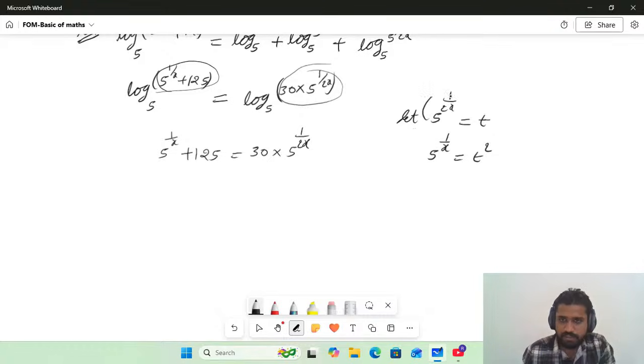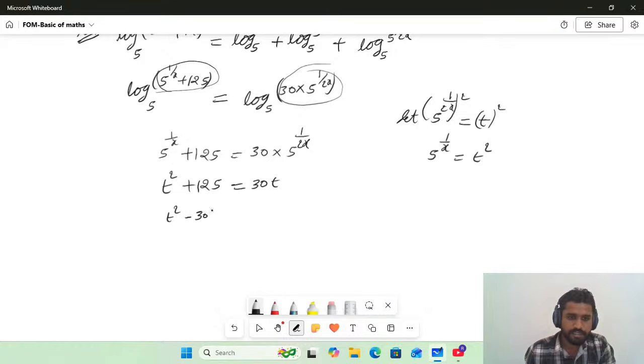Why? Because if we square both sides, the 2 and 2 cancel out and t square remains. So 5 power 1 by x is t square. In place of 5 power 1 by x, I am writing t square, and here 125. Here 30 times 5 power 1 by 2x, which we assumed as t, becomes 30t. Now this is t square minus 30t plus 125. So what are the values of t here?